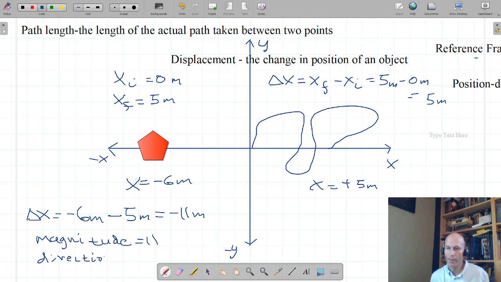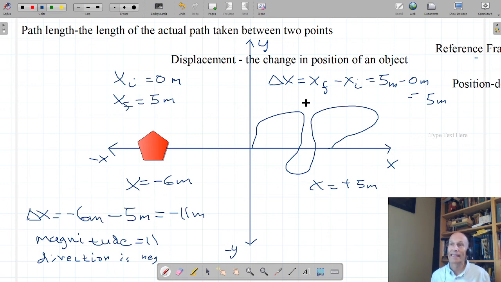I'm really out of practice with this thing. Negative, assumed left when we're talking about x. So the displacement can be negative, and it's always calculated as final minus initial.